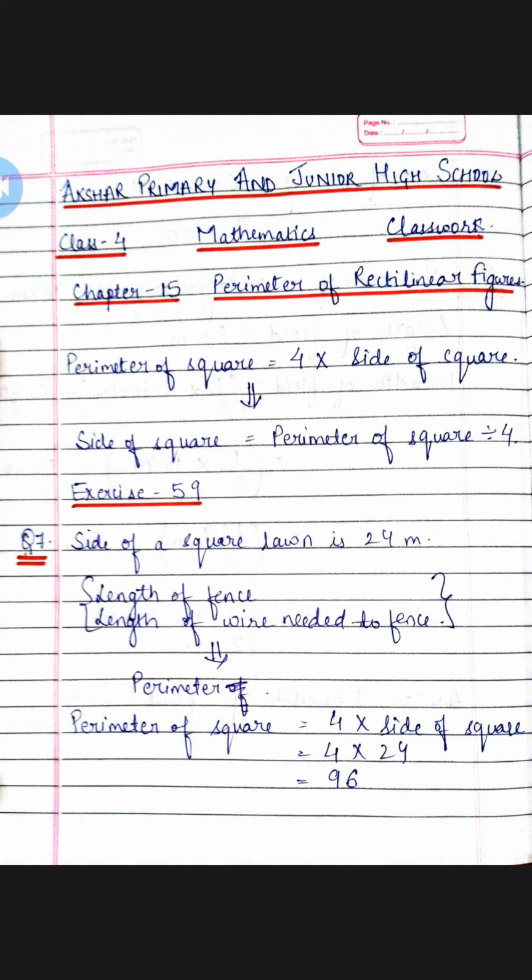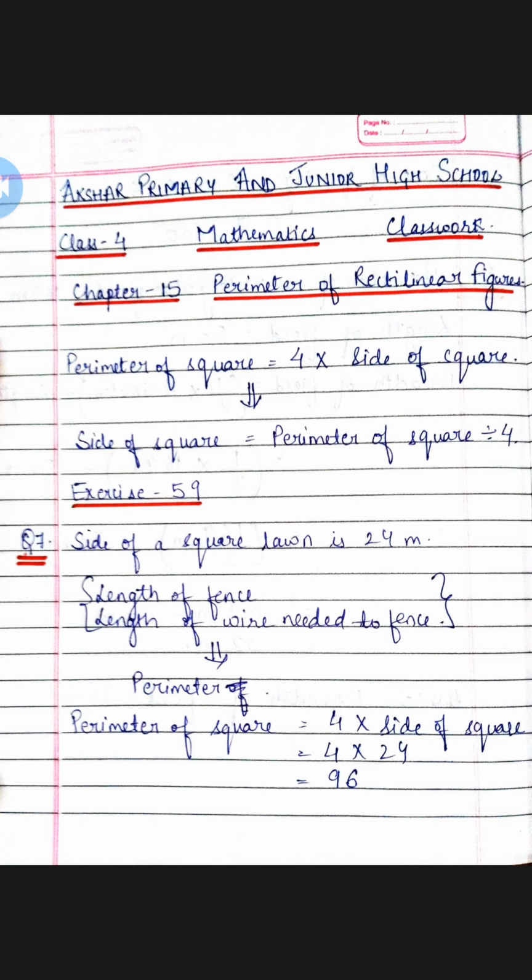Now come to the exercise, that is exercise 59. Question number 7. The question is, the side of a square lawn is 24 meters. Find the length of the fence around it. What is the meaning of fence? Fence actually means the boundary. So the length of the boundary is asked here. And the side of the square lawn is given how much?